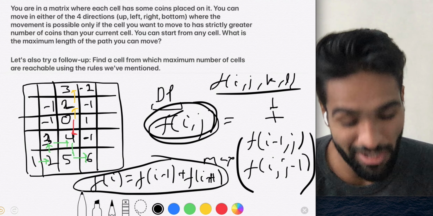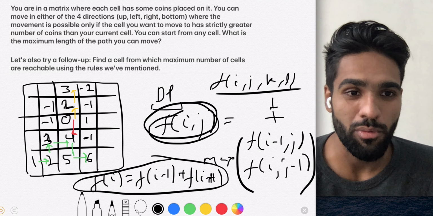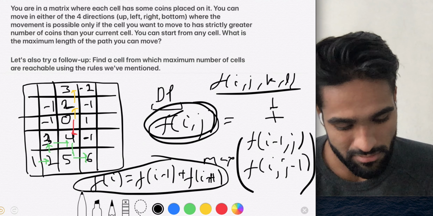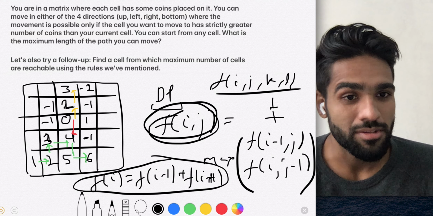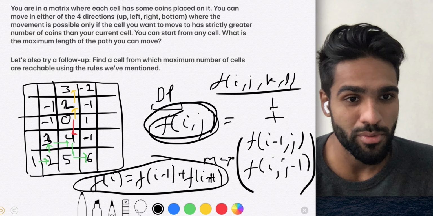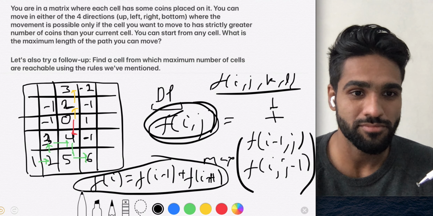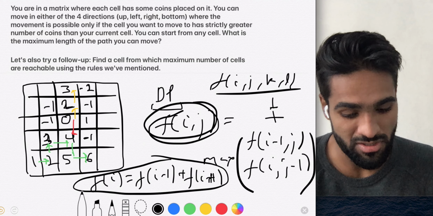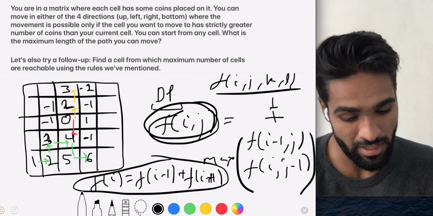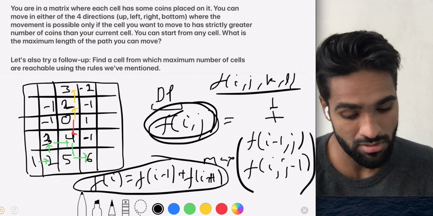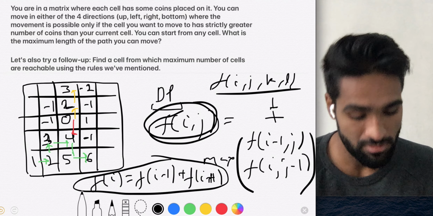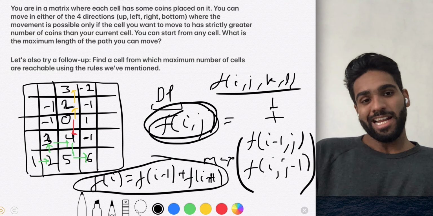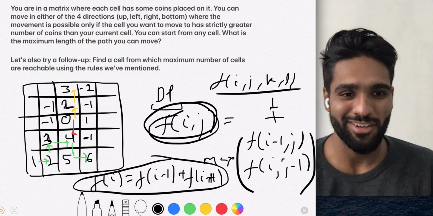Now that part, where I ask people why this is not going into an infinite loop, is an interesting part. It's not that easy. You can go to four different cells from I comma j: I minus one j, i j minus one, and so on. You get the gist. That's where the graph part comes in.